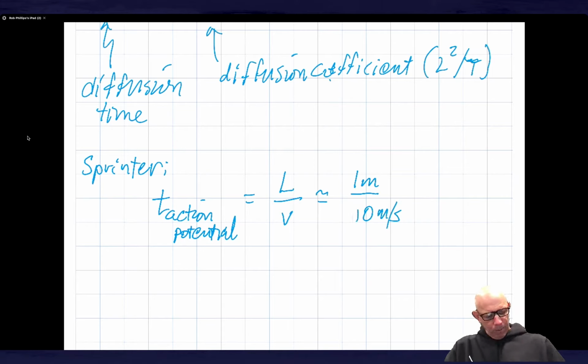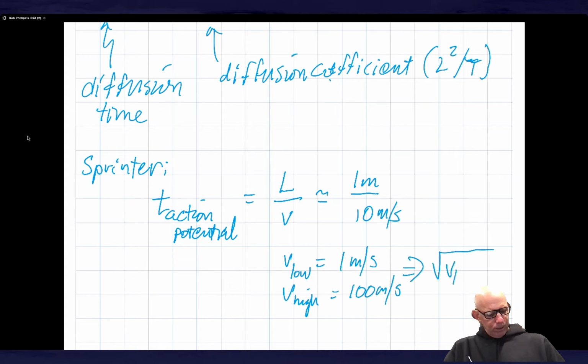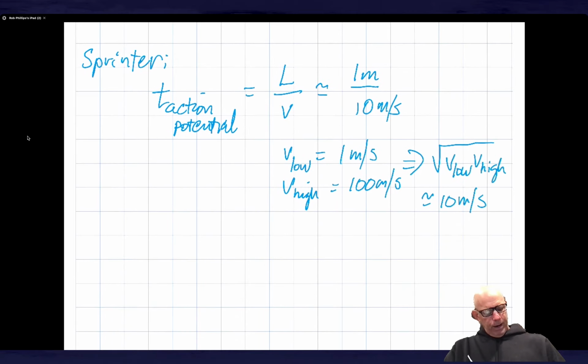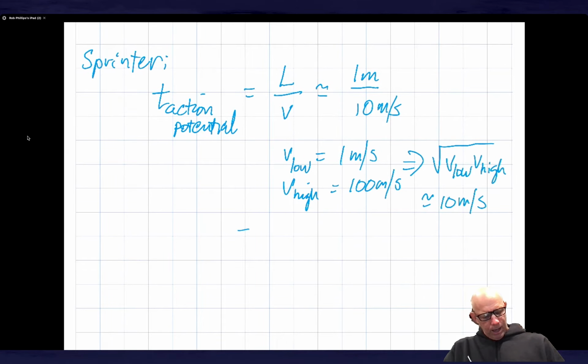So how do I arrive at that? I know that V low, my low guess would be about a meter per second, and my high guess would be on the order of 100 meters per second, and that implies by my square root rule, I should say Sanjoy's square root rule, V low times V high square rooted, which gives me the 10 meters per second. All right, so that tells me something like 1/10 of a second in order for the action potential to travel.